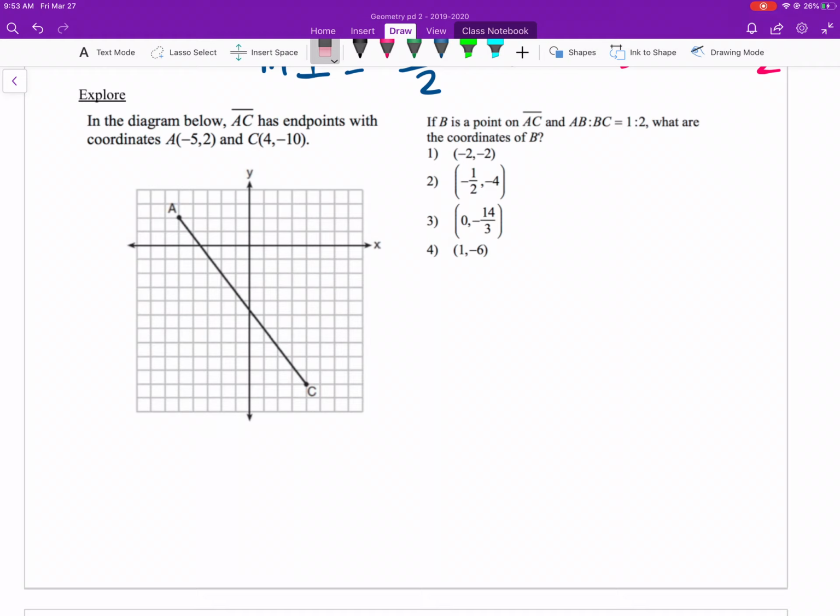Okay, and when you see 1 to 2, think about it from left to right. We should see, in total, 3 pieces. We need to break up our segment into 3 total pieces, because 1 to 2, okay? But 3 total pieces: we have 1 section of it, and then we have another section of it that's double the length. All right, 1 to 2 ratio. So, how that starts, okay?